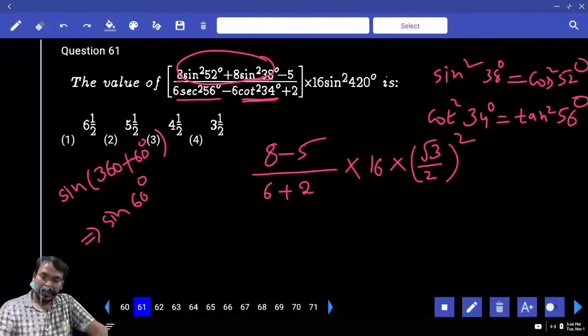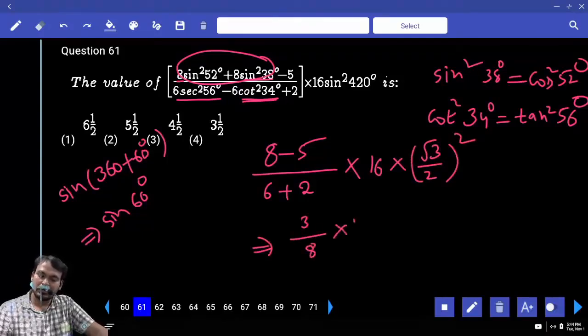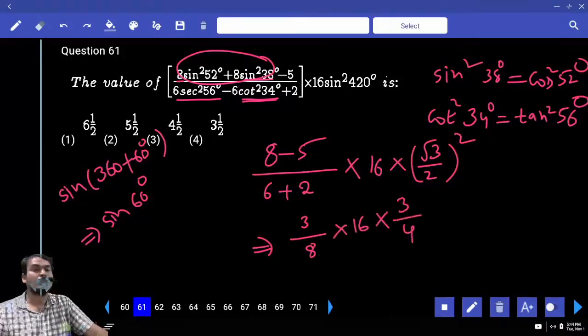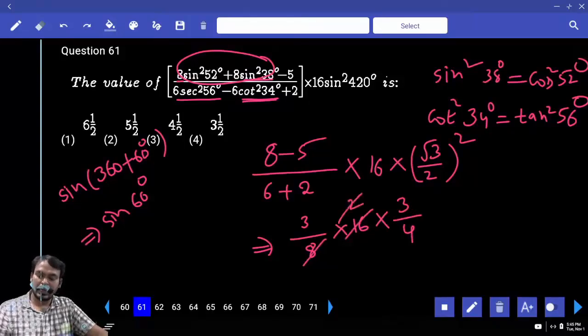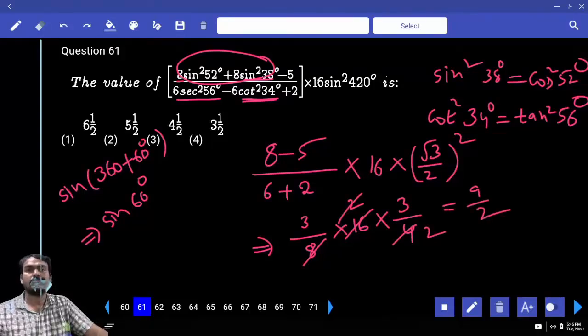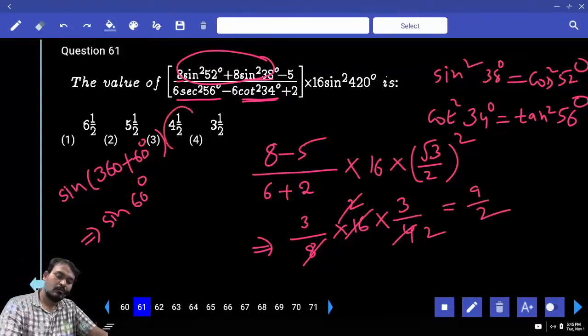Yes or no? 8 minus 5 is 3. 6 plus 2, 8 into 16, and it will be 3 by 4. Okay. 8 how many times? 2 times. 2 again, 2 times or not? It will be 9 by 2, or not? 9 by 2 means 4 and a half, or not?